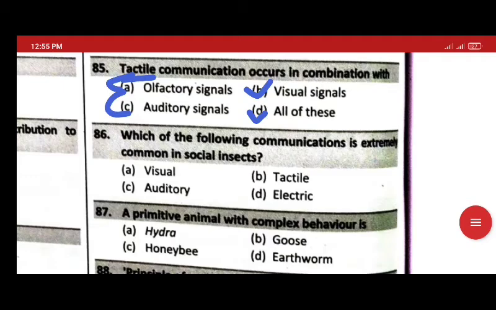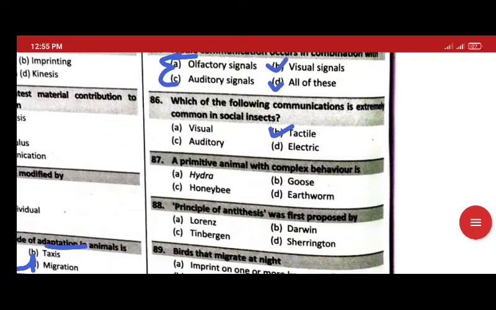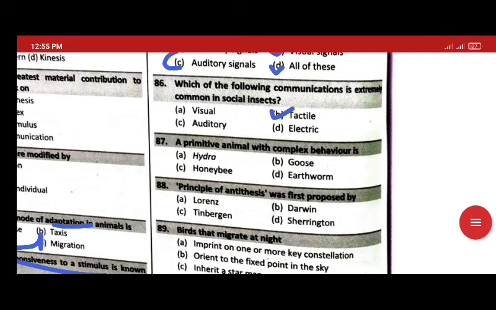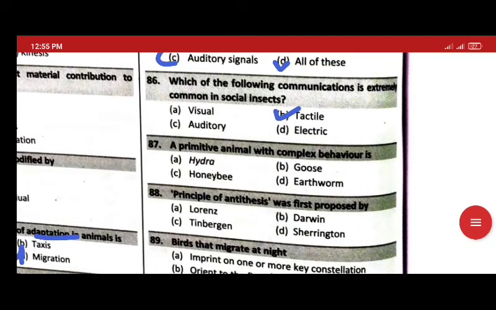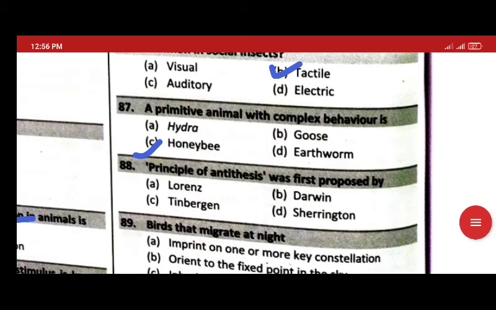Which of the following communications is extremely common in social insects? So in social insects, mainly common is tactilization. This B number here, communication. Now primitive animal with complex behavior. So complex behavior. So you can just say 87, complex behavior. So in complex behavior, hydra is simple. So the honeybee is from insects, and that will make it complex.